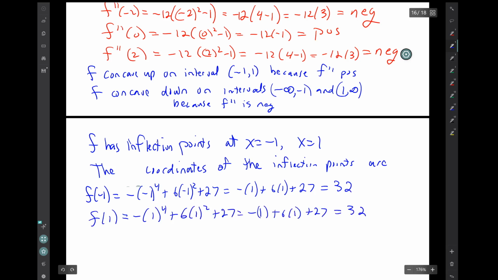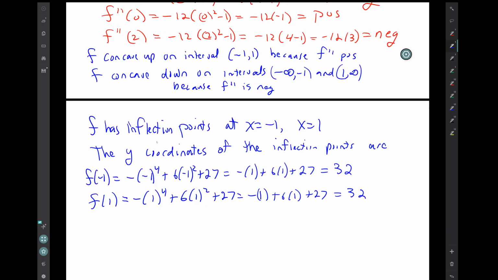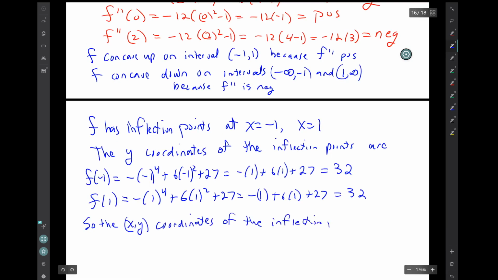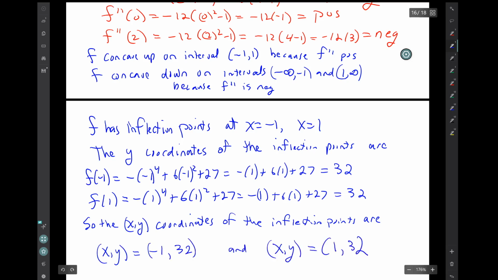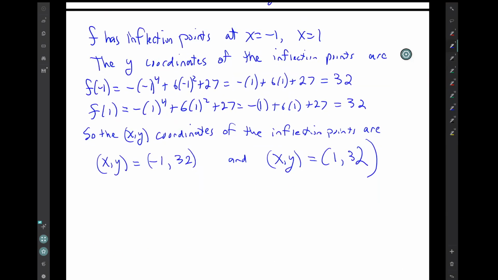So there are the y coordinates. Notice I used the formula for f of x. We have to find y coordinates on the graph of f of x. So we use the formula for f of x, not the formula for f prime, not the formula for f double prime. So the xy coordinates of the inflection points. All right, that's the end of our analysis for step 3.